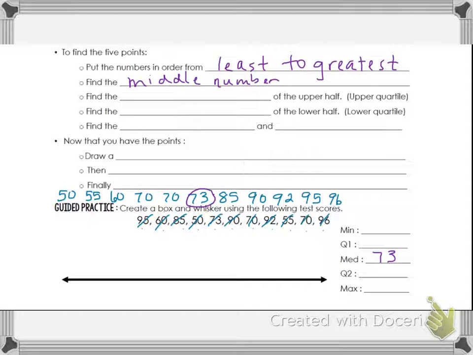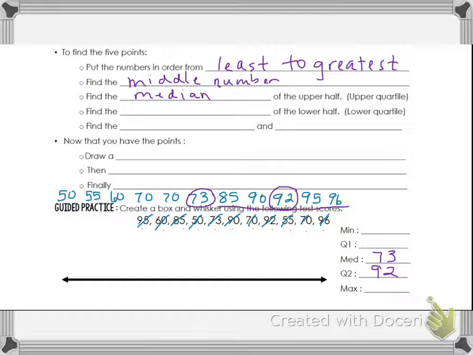Once you find the median of the whole data set, the next thing you need to do is find the median of the upper half, or the upper quartile. I'm going to do that by looking at the 5 numbers that are left on this side of the number line and finding the one that's in the center. Since there's 5 of them, I know it's going to be 2 and 2 on each side of quartile 2, or the upper quartile, and that's 92.